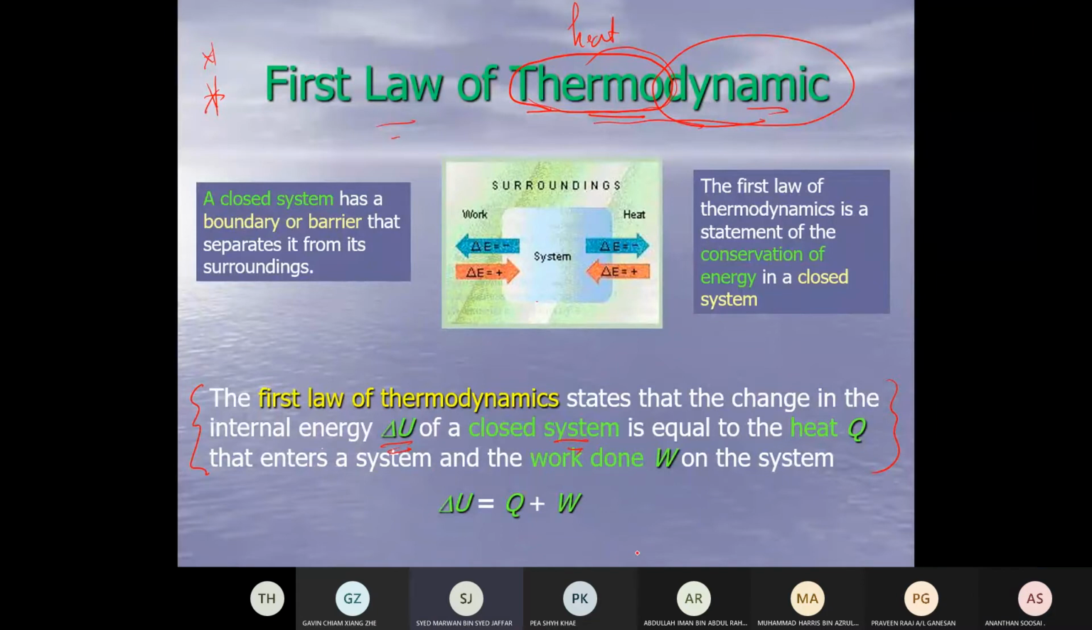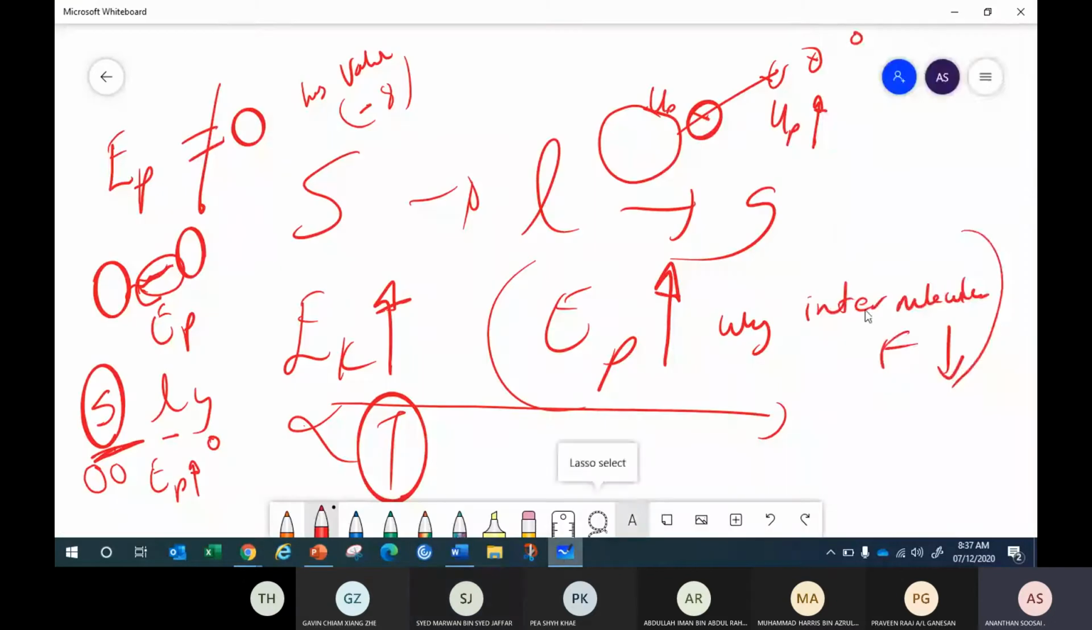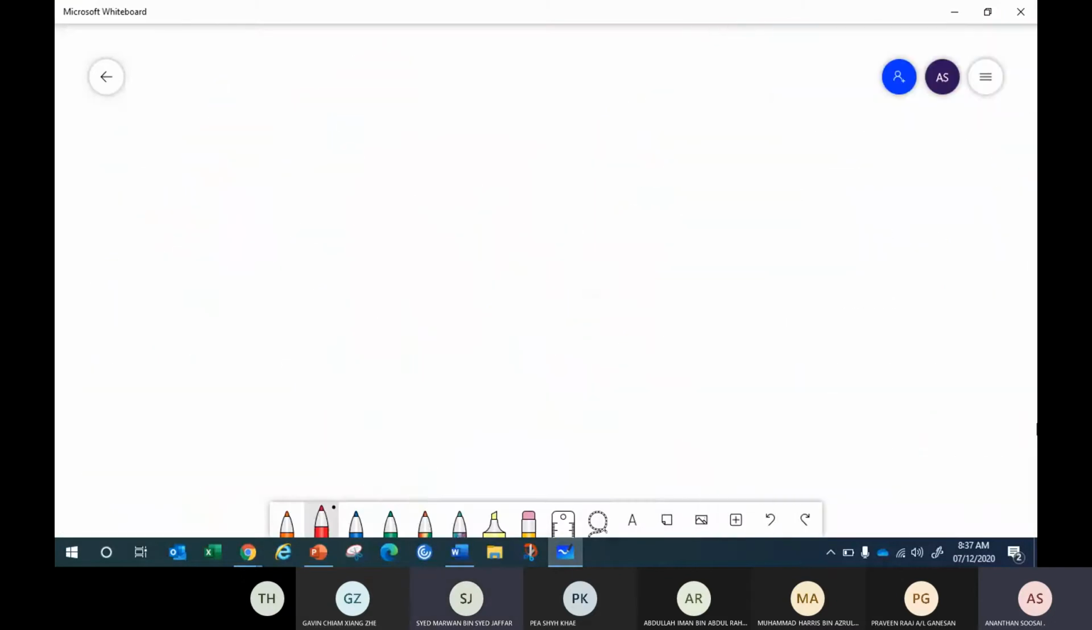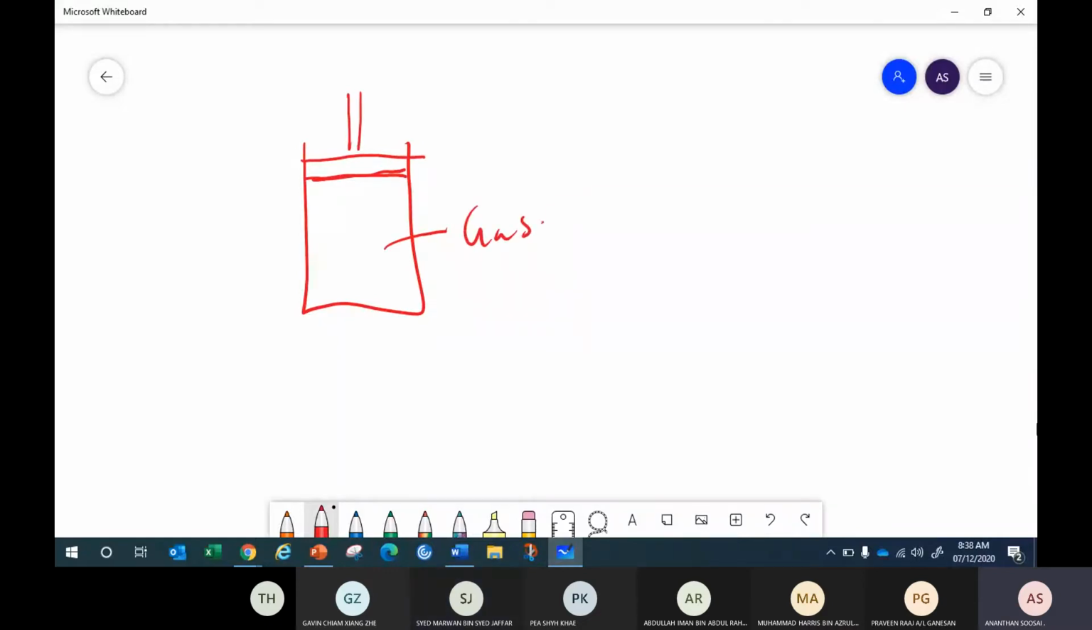What is meant by this? Let me put it in an easy way. Let's say you have a closed system. Thermodynamics works for a closed system. You have a piston here. You have gas inside. My question is, how do you make this gas hotter? By heating, right?